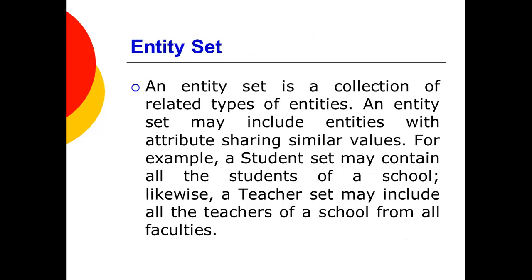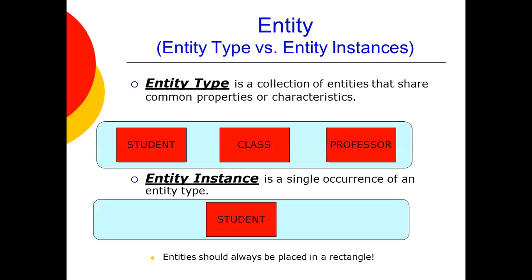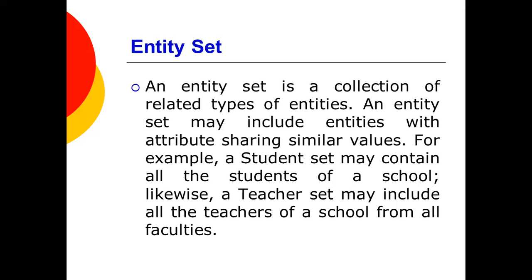Now what is the entity set? Here you can see it is a collection of different types of entities called the entity set. Just as we have already seen here, student, class, teacher, and also related to the student, the class or the roll number, address. So there is involvement of a number of entities related to the student. So this is called the entity set, a collection of related types of entities.